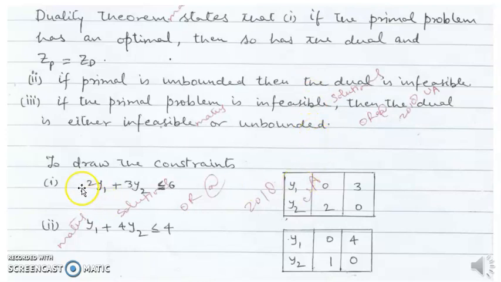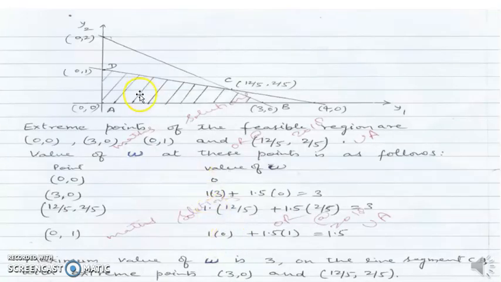Now we draw the constraints of the dual. The first constraint is 2y1 + 3y2 ≤ 6. We find the values of y1 and y2. We substitute y1 as 0 and get y2 as 2. We substitute y2 as 0, we get y1 as 3. For the second constraint, we substitute y1 as 0, we get y2 as 1. We substitute y2 as 0, we get y1 as 4. Now we plot these values and see the graph here.